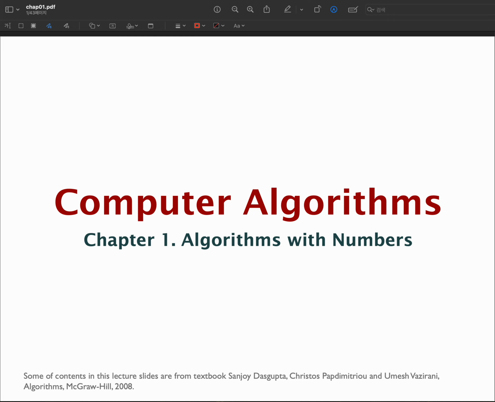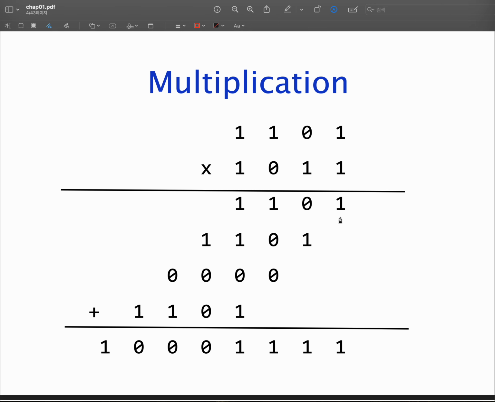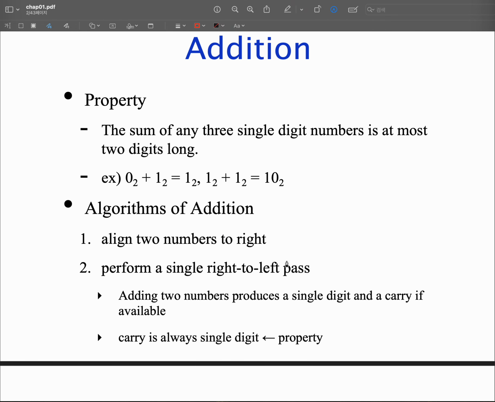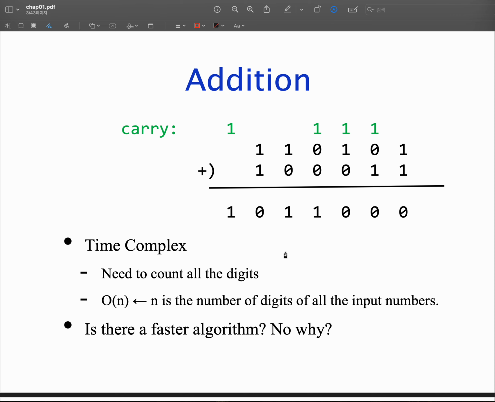In the last class we talked about computer algorithms for addition and multiplication. In addition, we gave a basic simple algorithm like this: align two numbers to the right and perform a single right-to-left pass. It's an algorithm. We can guarantee that this is correct because we have used this method since a very young age, and we know that it is a correct algorithm.